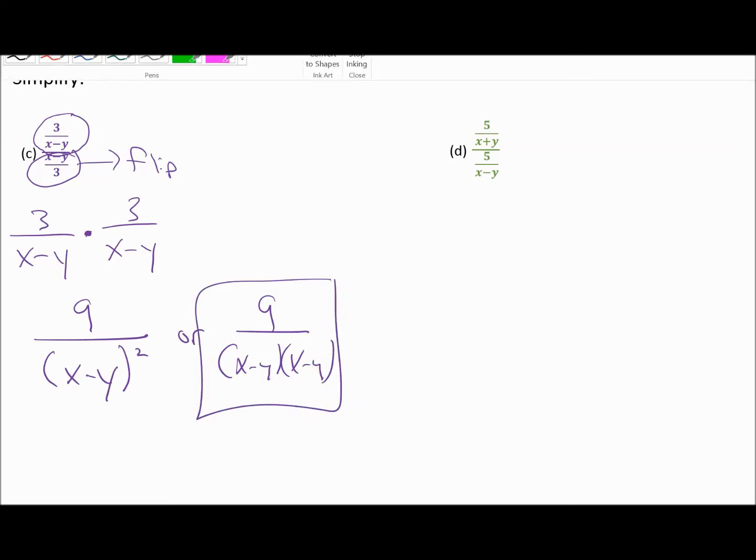The next problem, D, is very similar. Notice I have a single fraction in the numerator. I'm going to keep 5 over x plus y. I'm going to change this division bar right here to multiplication, and I'm going to flip the denominator.